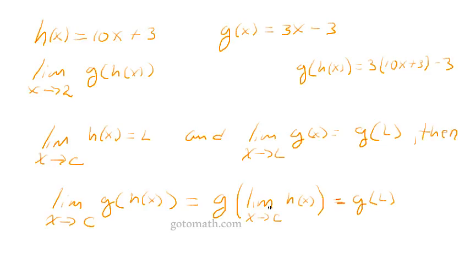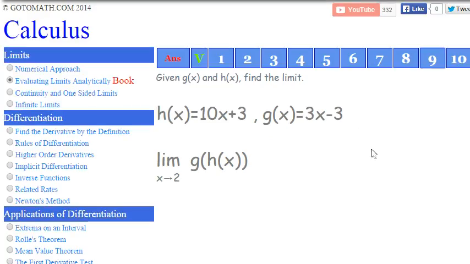So this is how we're going to solve this particular problem. We're going to use this theorem right here. We're going to be taking the limit of h of x first, and then taking that number and just plugging it into g of x. Because according to this theorem, that's what we can do.